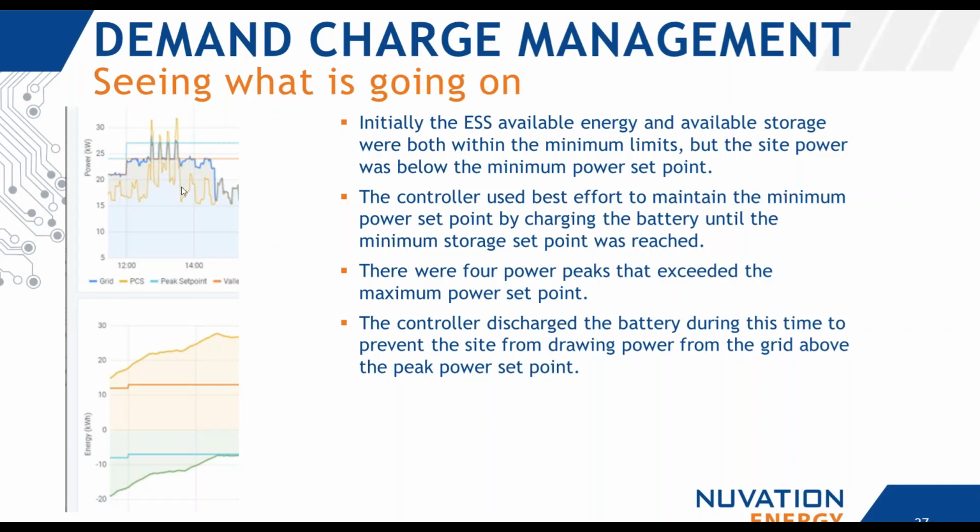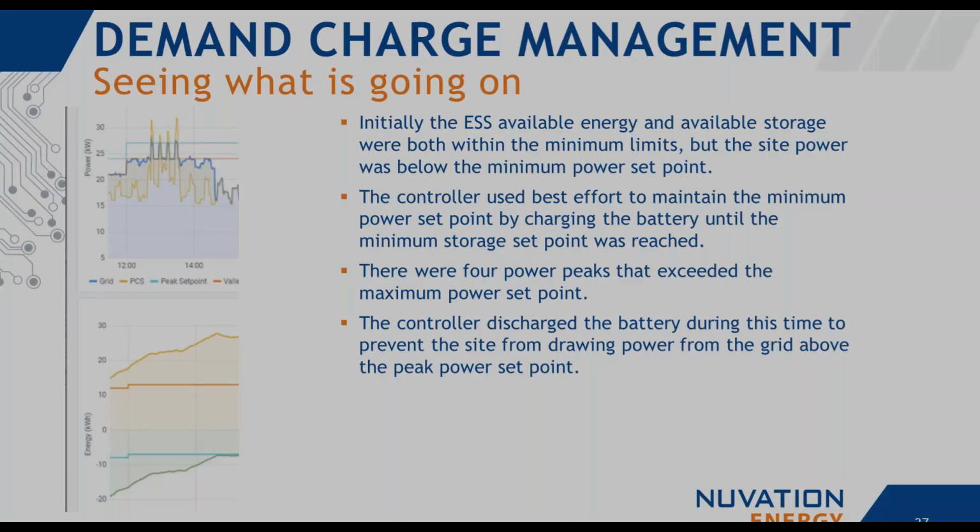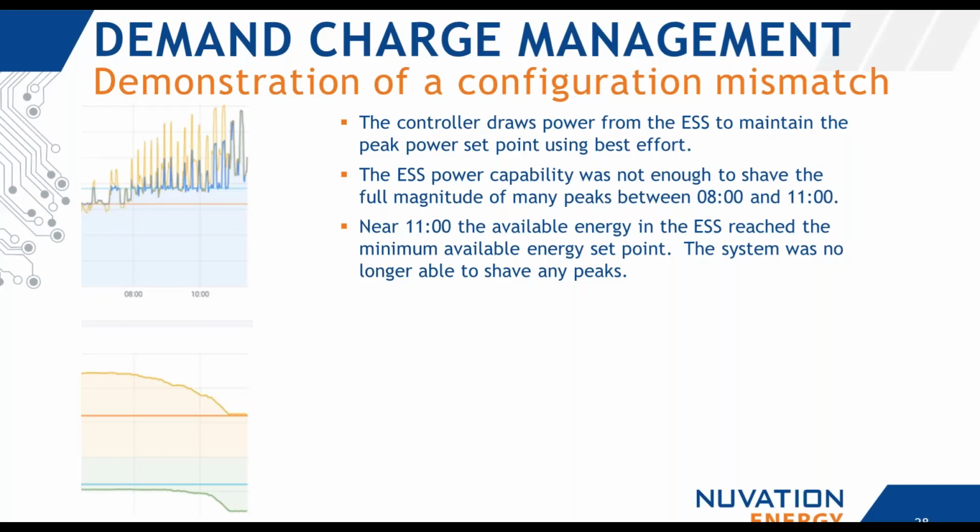This continued to discharge the battery until the battery reached its set point for the minimum storage available. So hopefully that helps you understand what's going on in the graph. Now we'll dig into what's happening at the tail end of the graph.